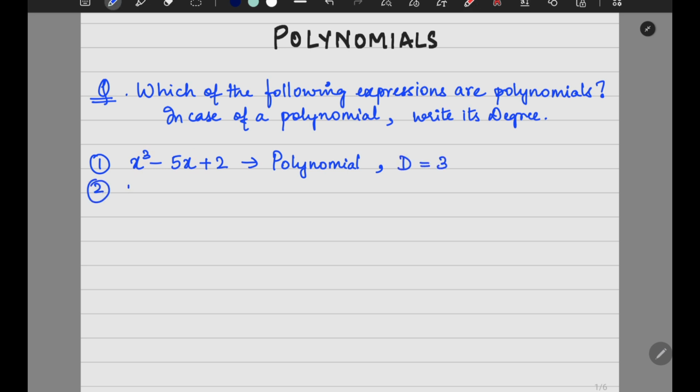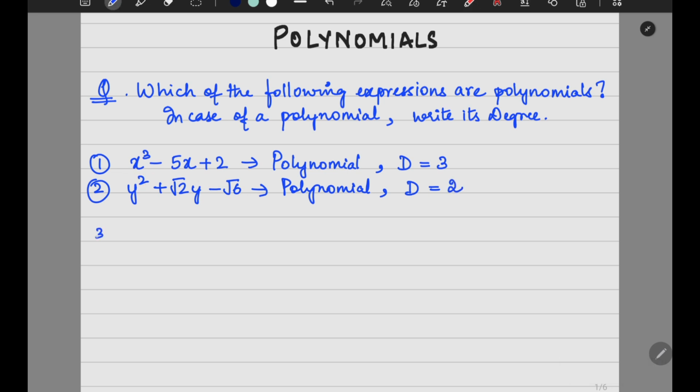The second question, y square plus root 2y minus root 6. Is this a polynomial? Yes, because the powers of the variable are all whole numbers. So it is a polynomial. Okay, and what is the degree? Highest power of the variable, in this case it is 2. This is 1. Okay, so the degree is 2.